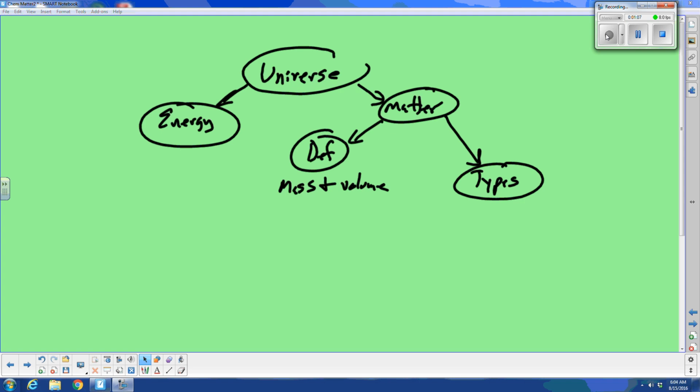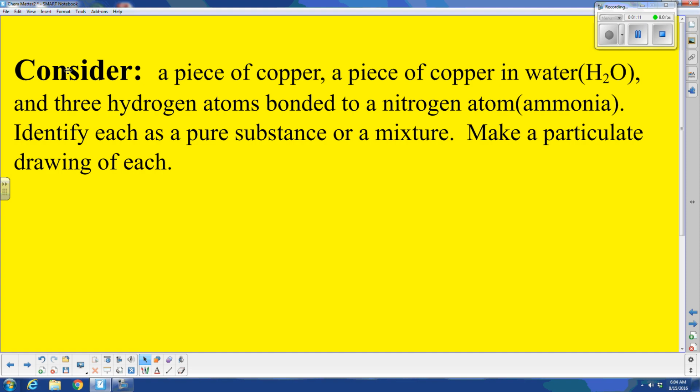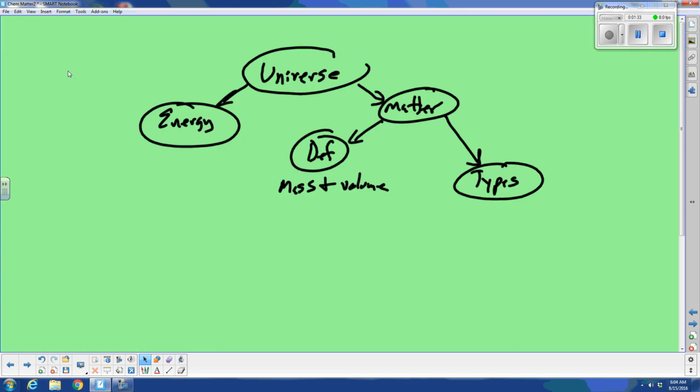All right, so let's take a look at our first consider for the day. A piece of copper, and water, and 3 hydrogen atoms. Identify each of these as a pure substance or a mixture. Okay, so we want to find out what's a pure substance and what's a mixture, and then make a particulate drawing of each. Okay, so let's first go back and let's learn a little bit about our types of matter.